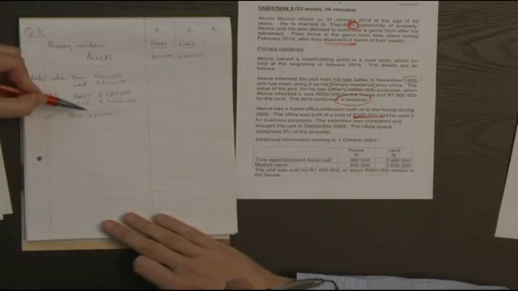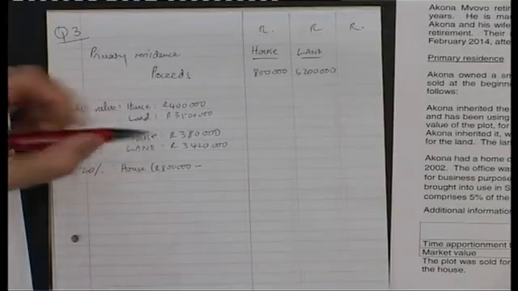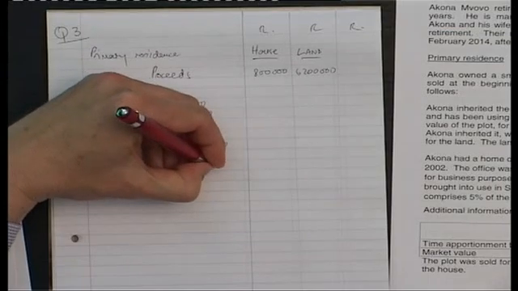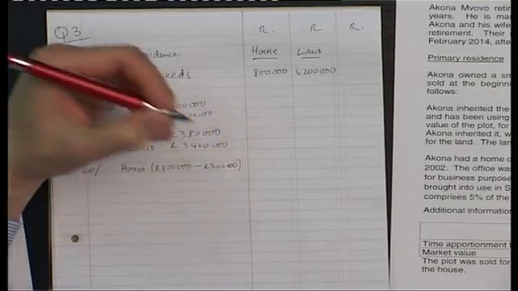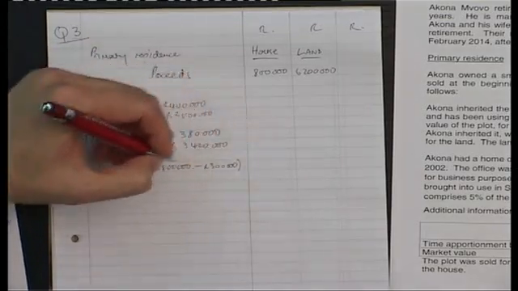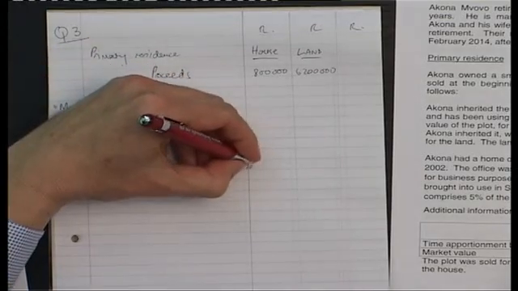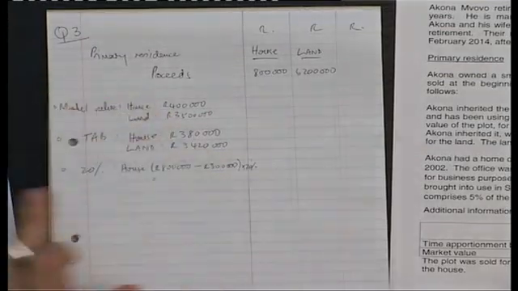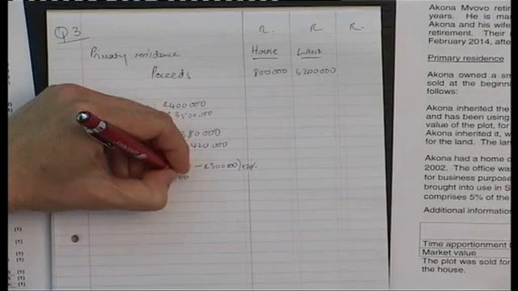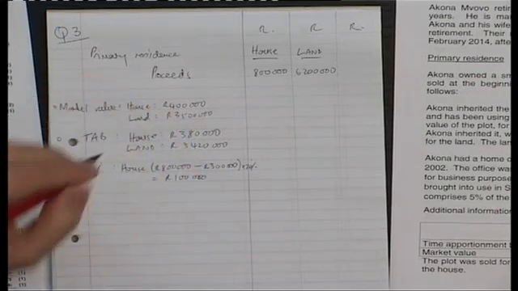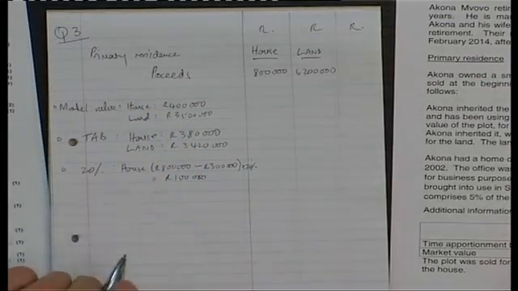So when you're working out the 20% rule, you take the proceeds less any expenditure incurred after 1 October, and you multiply it by 20%. And that gets you to an amount of 100,000. A value according to the 20% rule for the house.